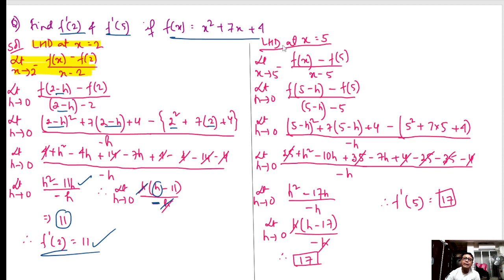Now we have to test it at 5. So left hand derivative at 5, that means limit x tends to 5 minus. So in place of x I will put 5 minus h. So choosing this equation, I am putting 5 minus h, and here it is f5. So in place of x I will put 5. Calculating and cutting the common parts, taking h common, it is minus 17, and putting h as 0, we get 17. So f dash 5 is coming 17.